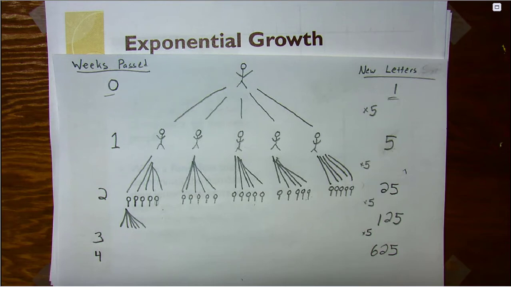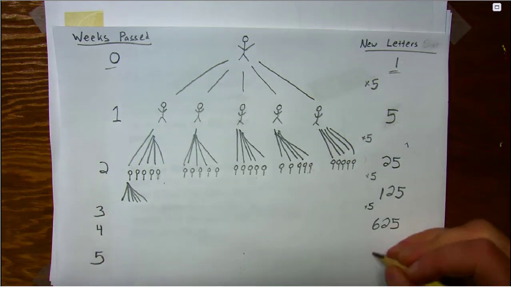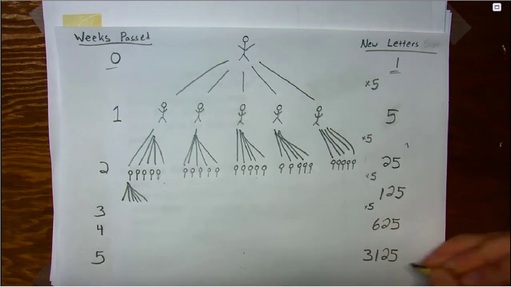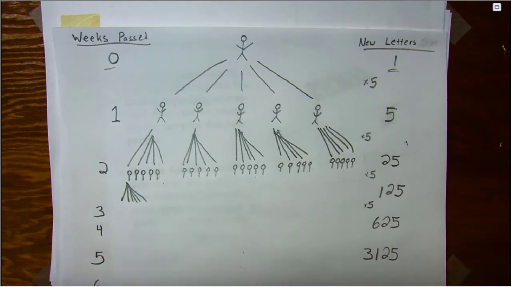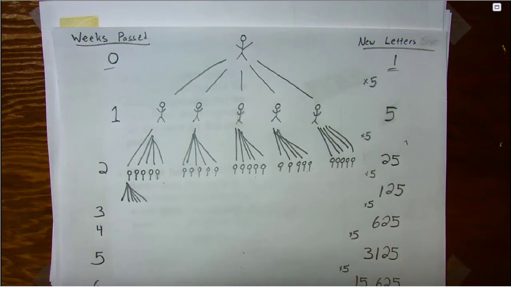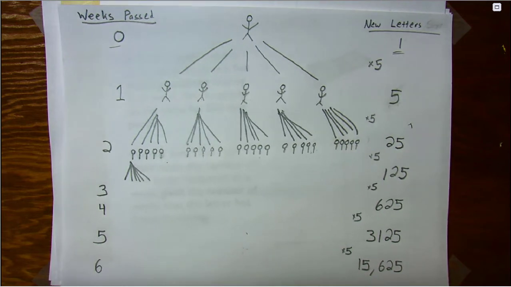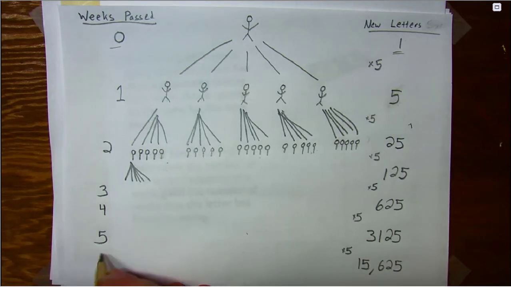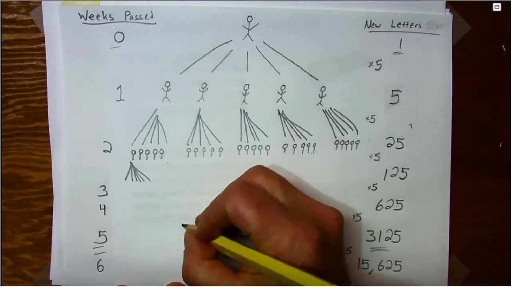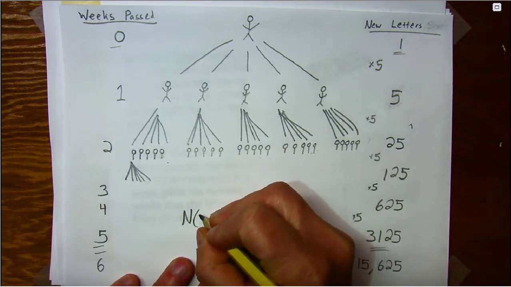Now I want you to take your calculator and look what happens with 2 more weeks. After week 5, we'll have 3,125 new letters. And after week 6, there will be 15,625 new letters. That rapid spreading of this letter is a perfect example of what exponential growth looks like. Now, what's the equation that relates the number of weeks that's passed to the number of new recipients? Well, the number of new letters, and we'll write this as a function, so the number of new letters depends on the number of weeks that has passed.